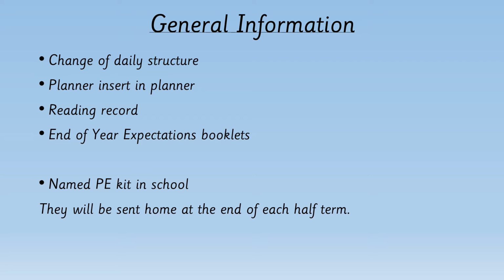You'll also have sent home at the end of the autumn and spring term an end of year expectations booklet. So this has objectives of what we'd like your child to meet by the end of the year. So at the end of the autumn term we'll highlight the objectives that they have met in one colour, and at the end of the spring term we'll add to those with a different colour when they've met more objectives. By now your child should have brought a named PE kit into school. These should be brought into school on a Monday, and then they will go home on a Friday.